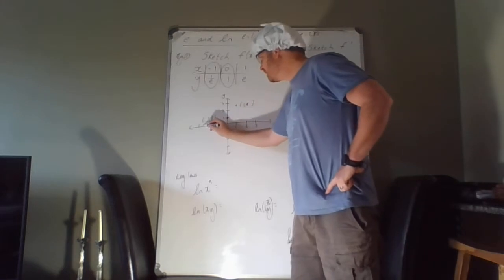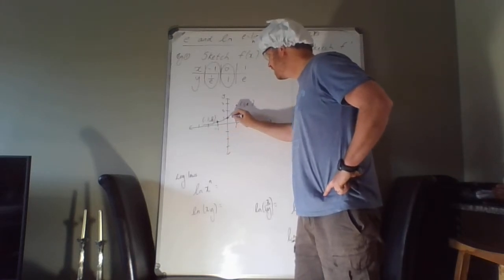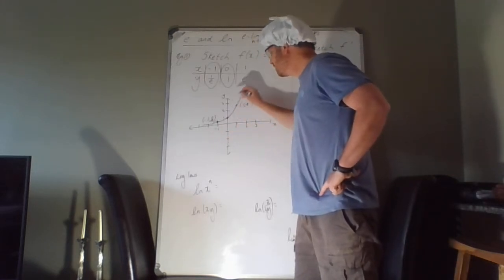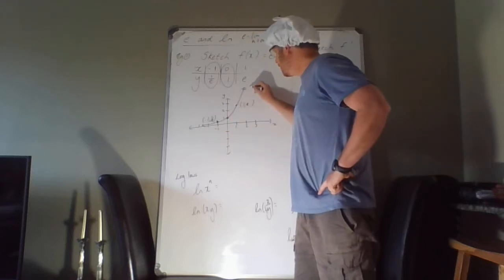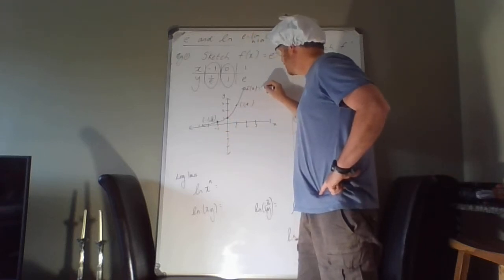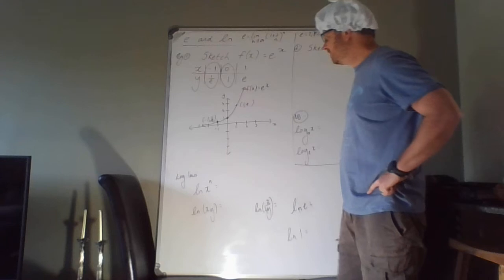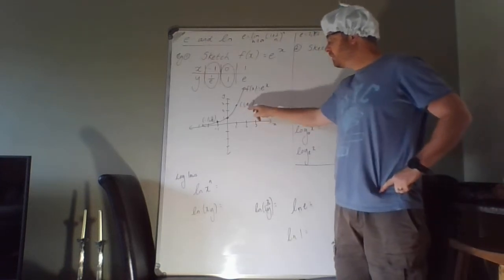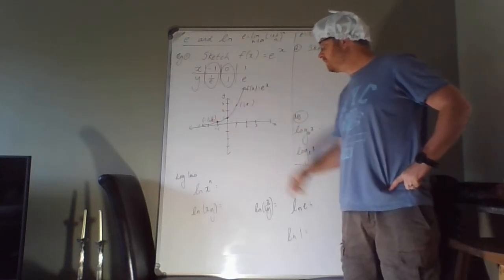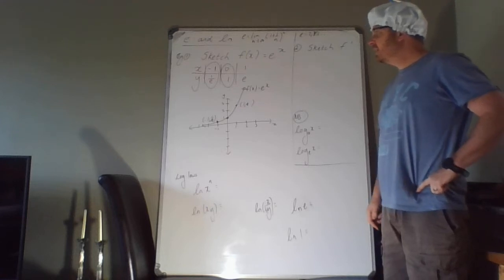So it's just a normal exponential graph, where f(x) is equal to e^x. I would definitely have the point (1, e) labeled, and (-1, 1/e).